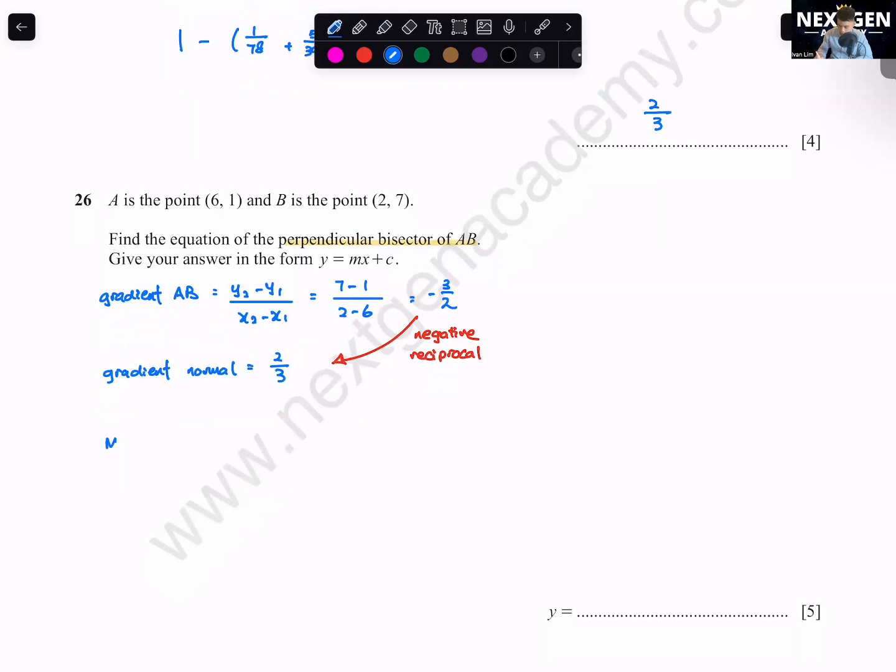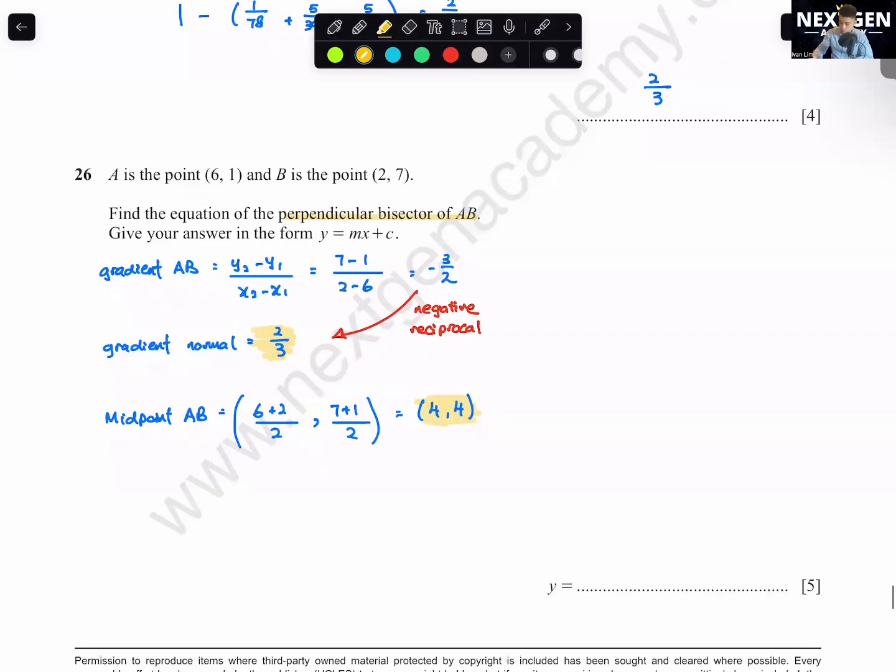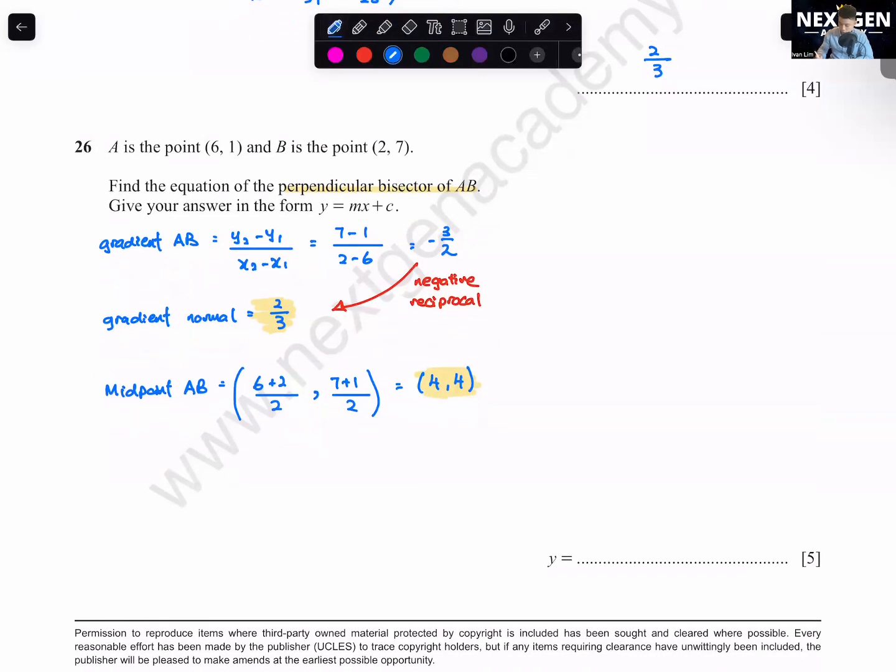Next thing we need to find is the midpoint of AB. Midpoint, 6 plus 2 over 2, 7 plus 1 over 2. You get (4, 4). We are going to use this and this to find the c value. We need to put this into y equals mx plus c.